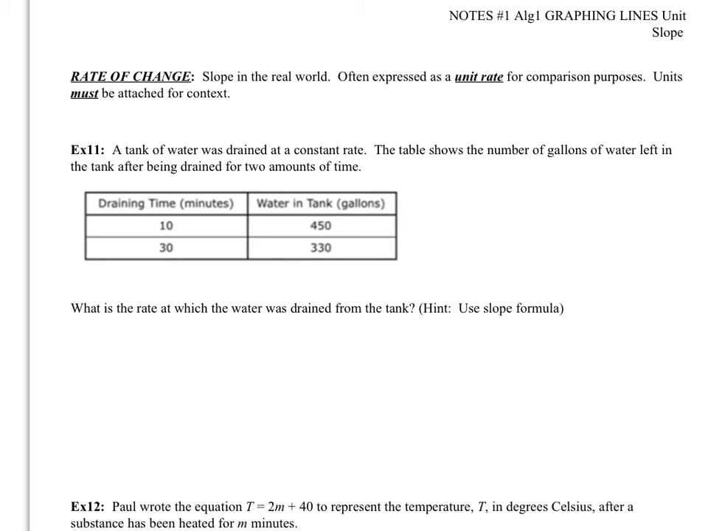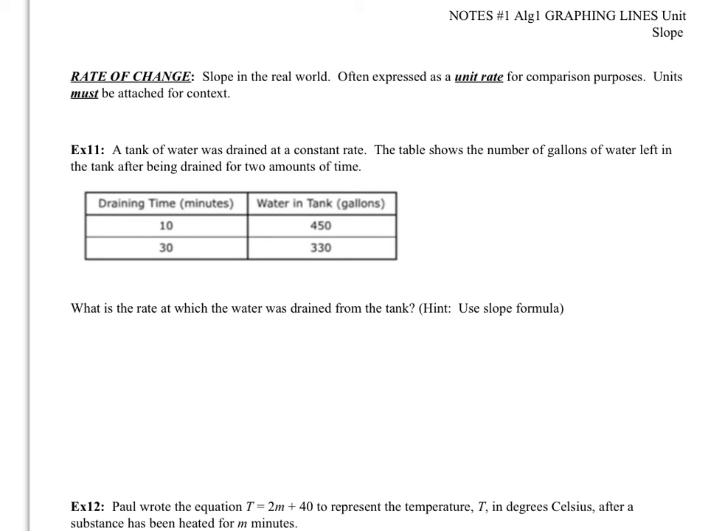The last thing we're going to do with slope is rate of change, which is simply just slope in the real world. It has context, so we're going to have units, and often it's going to be expressed as a unit rate. So here we have an example. It says a tank of water was being drained at a constant rate, and the table shows the number of gallons of water left in the tank after being drained for two amounts of time. So after 10 minutes of draining, there was 450 gallons left in the tank, and after 30 minutes of draining, there was 330 gallons left in the tank.